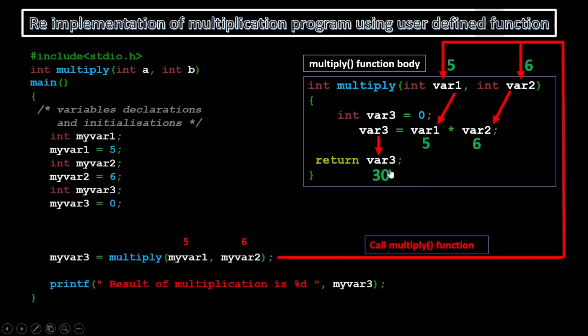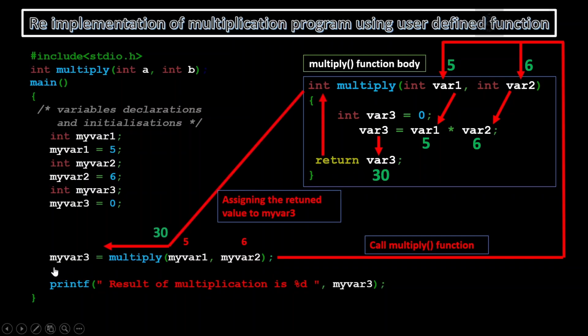Now when variable 3 is holding the value and we are returning this variable 3 with the help of this return statement, the result will be stored in this myvar3 variable. As we are calling this multiply function within this main function, this main function is the calling function and this multiply function is the called function.